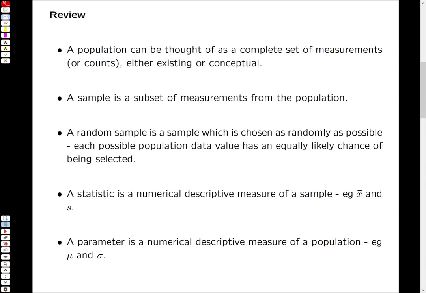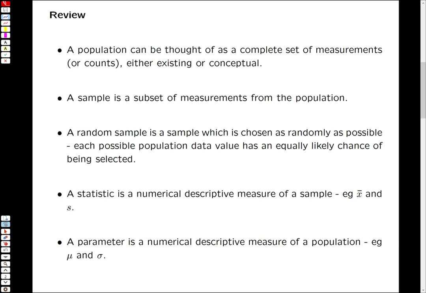Okay, so a little bit of a review. A population can be thought of as a complete set of measurements or counts, either existing or conceptual. In other words, someone may not have counted it, but you could count it if you took the time to do so. A sample is a subset of these measurements from the population. And a random sample is a sample which is chosen as randomly as possible. In other words, each value in the population has an equal chance of being chosen into the sample. That's a random sample. We try and get as close to a random sample as possible because when your samples are truly random, then your data actually reflects the population data.